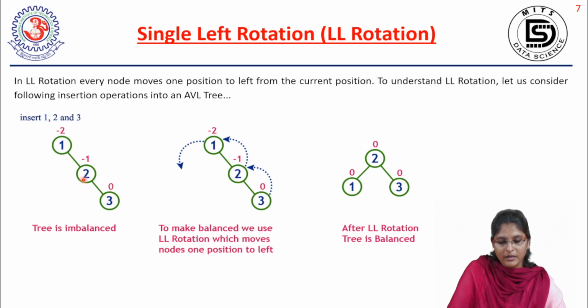Here all the nodes are on one side, the left side, so we need to check left rotations. To make the balance, we use left rotations, moving the nodes' positions. So we can rotate the tree in 2 left positions. See here, 3 goes up and becomes the root node, and 2 comes to the left of it. So this is the result of LL rotation. Here we check the balance factor: 0, 0, 0. So it satisfies the AVL tree. So this is the LL rotation.